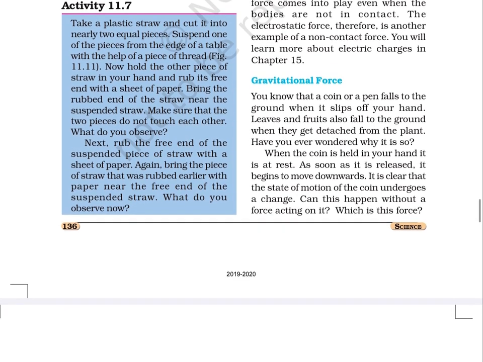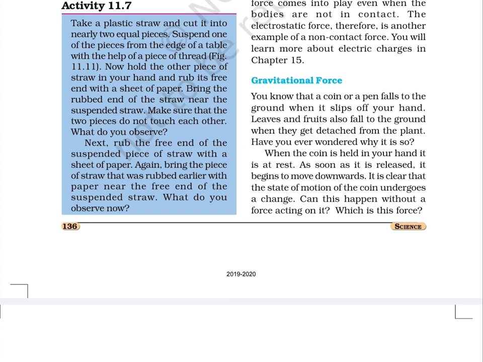Gravitational forces. You know that a coin or a pen falls to the ground when it slips off your hand. Leaves and fruits also fall to the ground when they get detached from the plant. Have you ever wondered why it is so? When the coin is held in your hand, it is at rest. As soon as it is released, it begins to move downwards. It is clear that the state of motion of the coin undergoes a change.